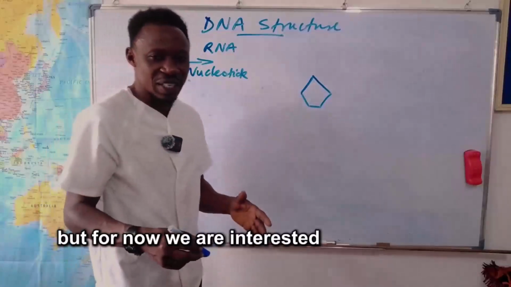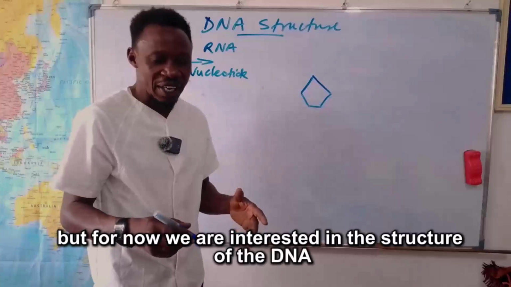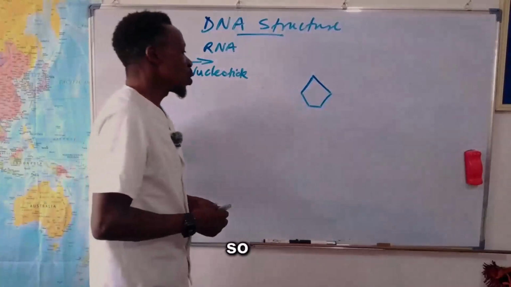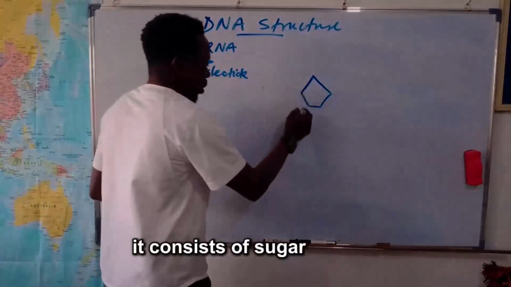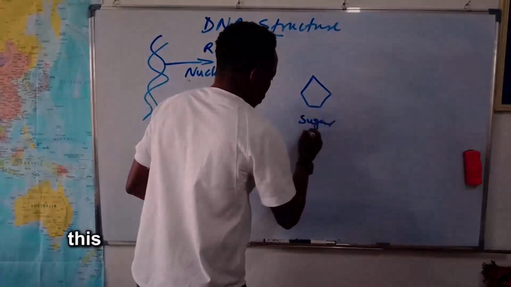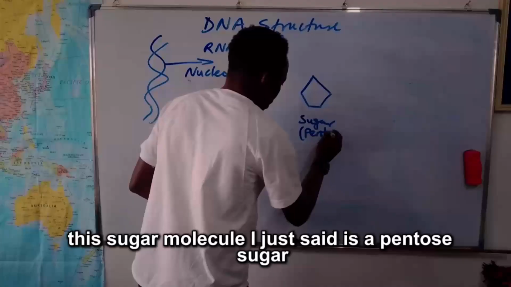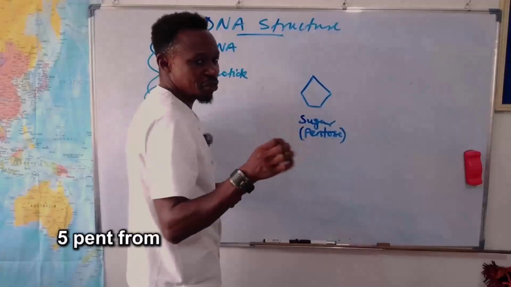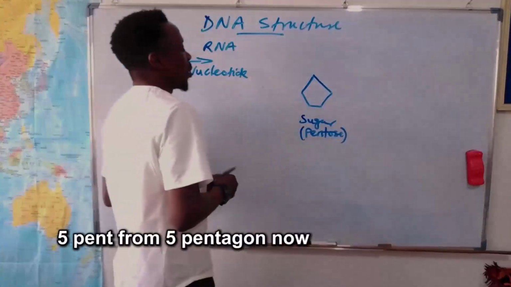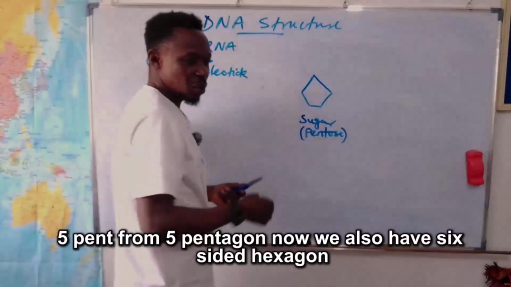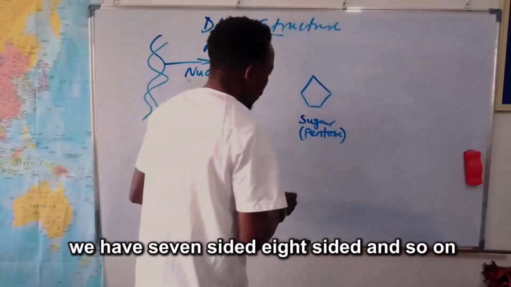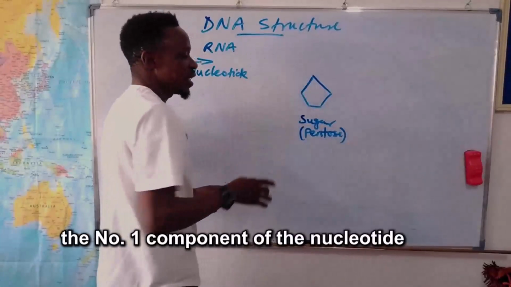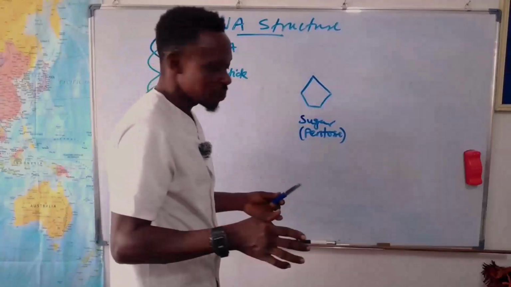But for now, we are interested in the structure of the DNA and, by implication, that of the RNA as well. So it consists of a sugar molecule. The sugar molecule, I just said, is a pentose sugar. That's because it is five-sided: 1, 2, 3, 4, 5. Pent from 5, pentagon. Now we also have 6-sided hexagon, 7-sided, 8-sided, and so on. But in this case, the number one component of the nucleotide is the pentose sugar.